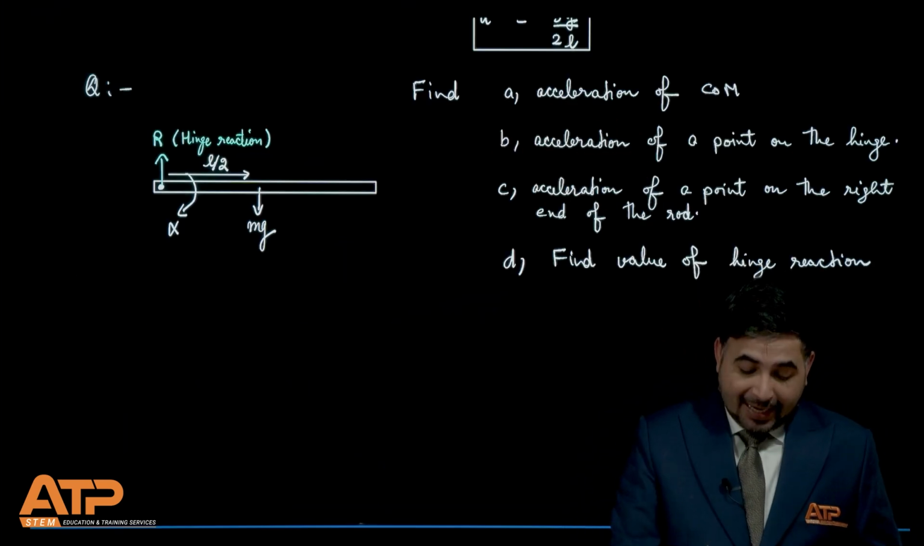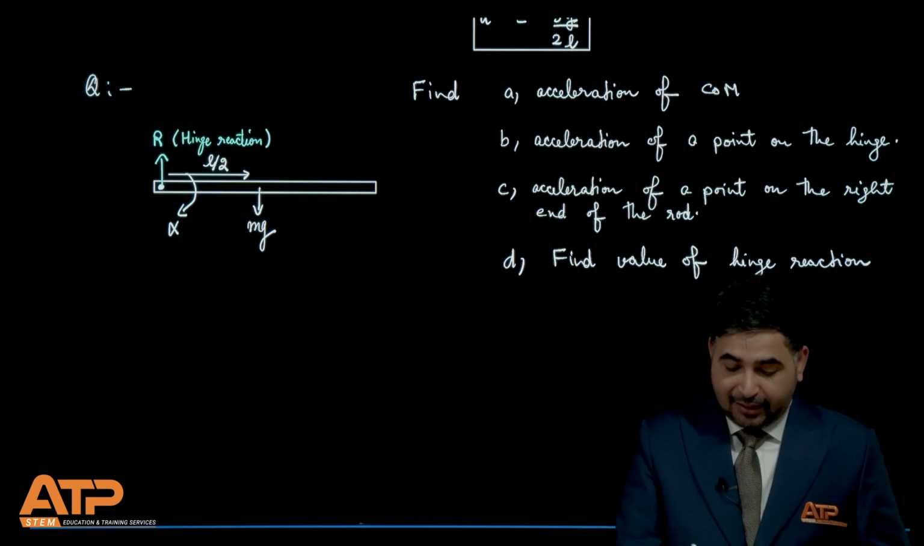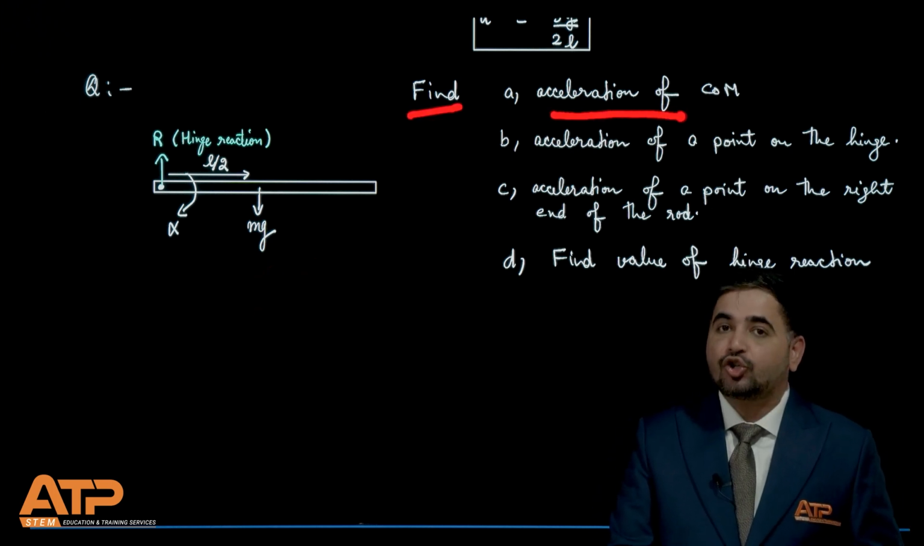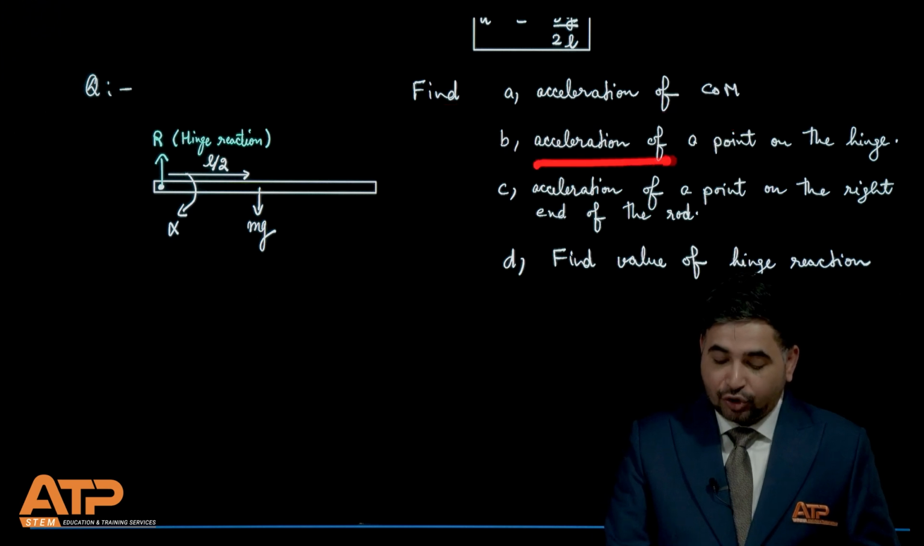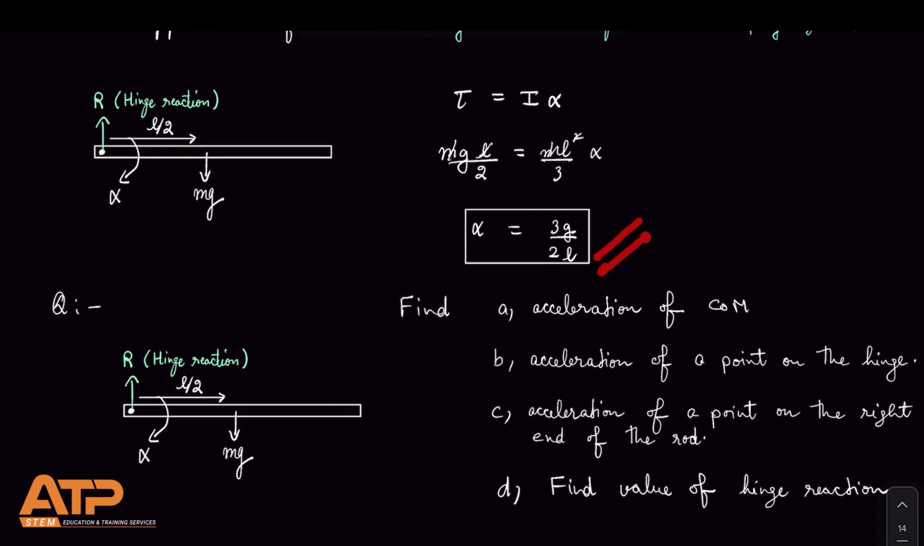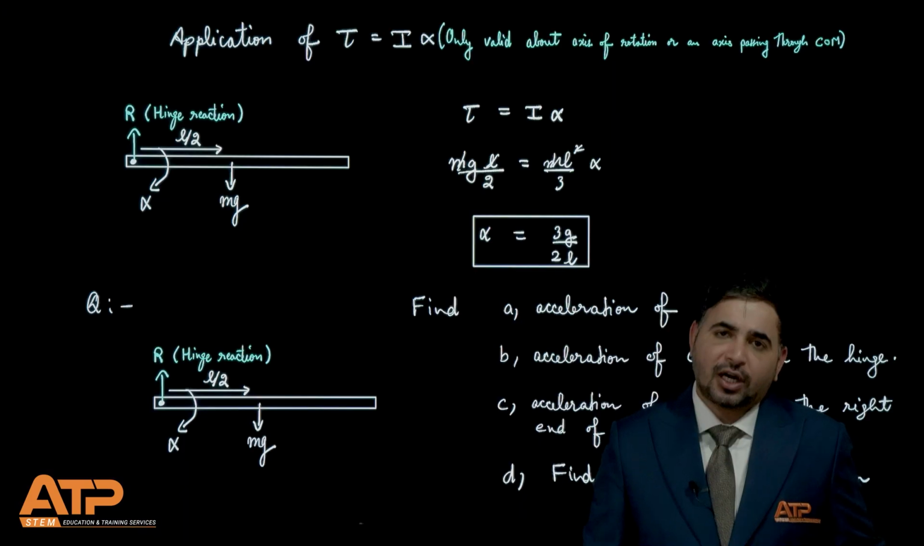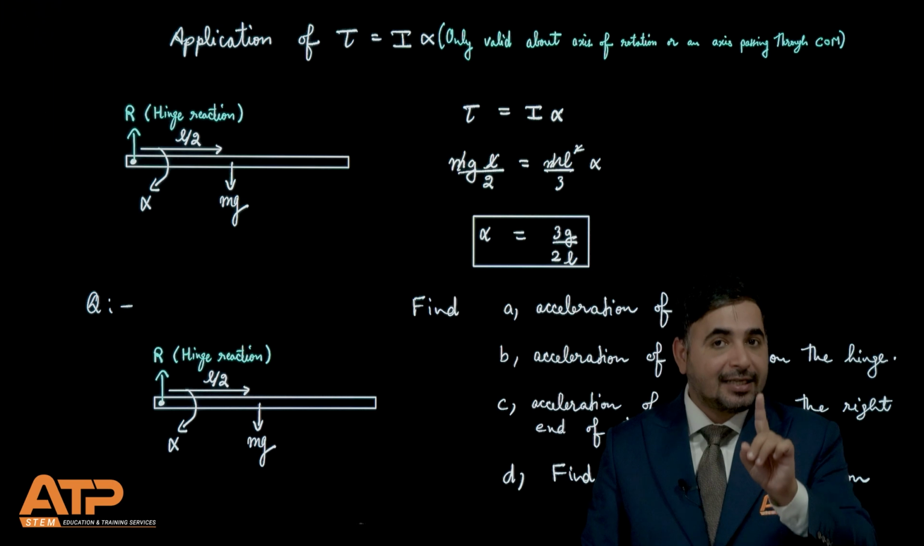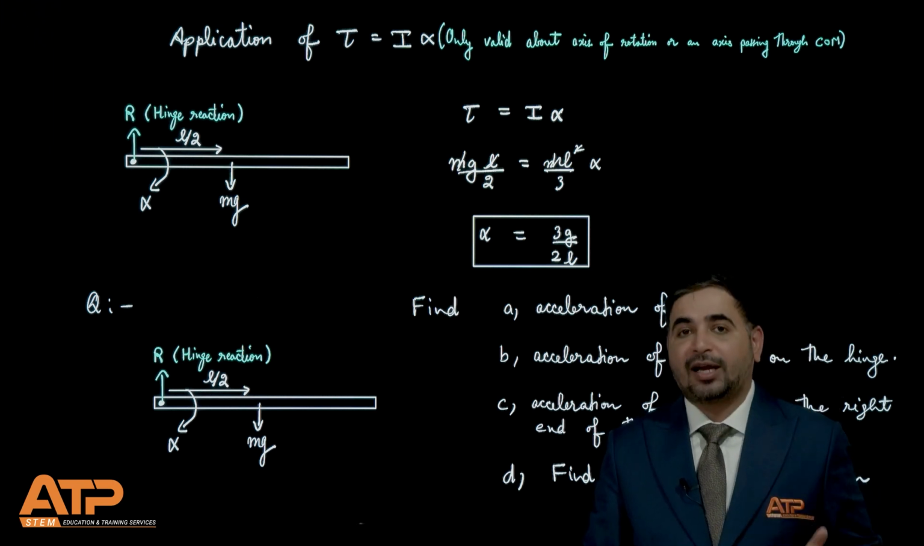In this question, it's the exact same rod and they are asking us to find acceleration of center of mass, acceleration of a point on the hinge, acceleration of a point on the right end of the rod, and value of hinge reaction. Okay, we have already found out what is alpha for this situation. We know alpha. Now based on this, we have to answer all of these questions. If alpha is known and they are asking for this acceleration, what type of acceleration are they talking about? They are talking about tangential acceleration, with which I started my lecture.